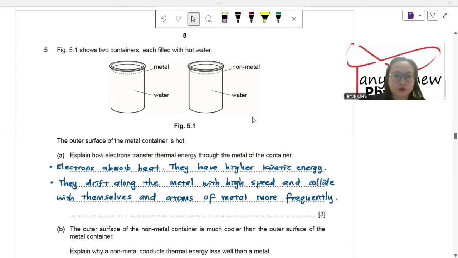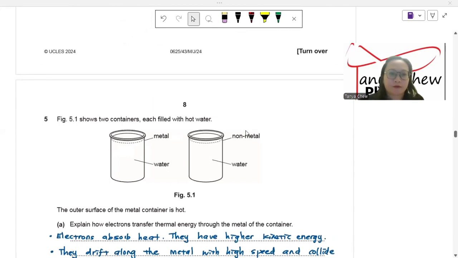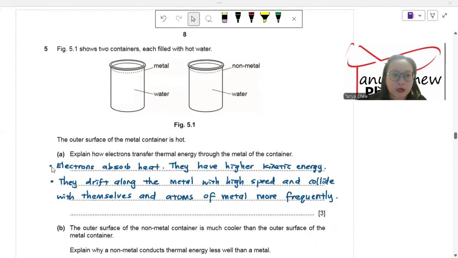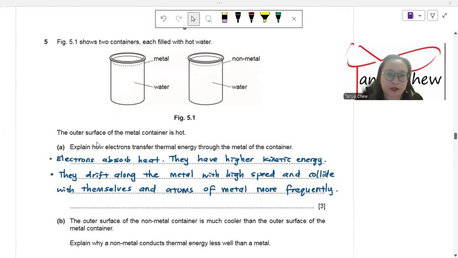Now let us move on to question number 5. Fig 5.1 shows two containers, each filled with hot water. The outer surface of the metal container is hot. A: Explain how electrons transfer thermal energy through the metal of the container.